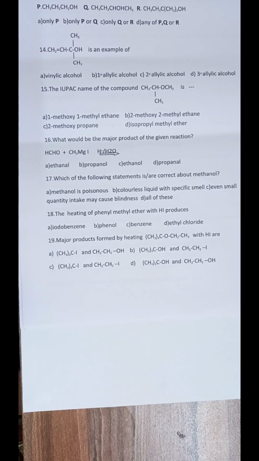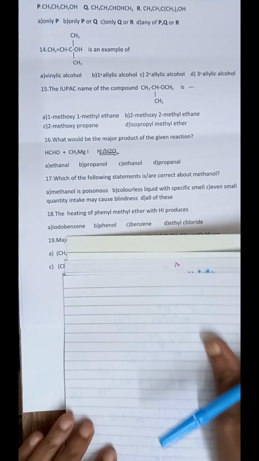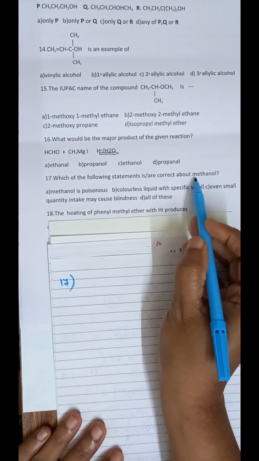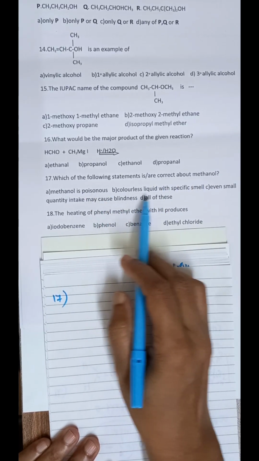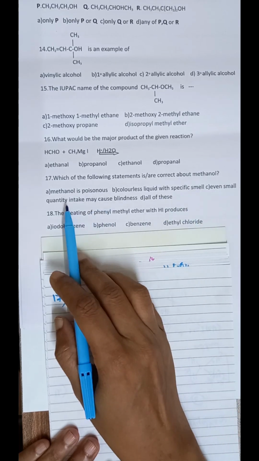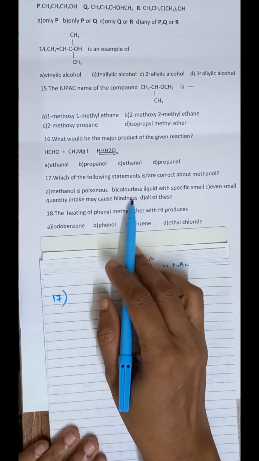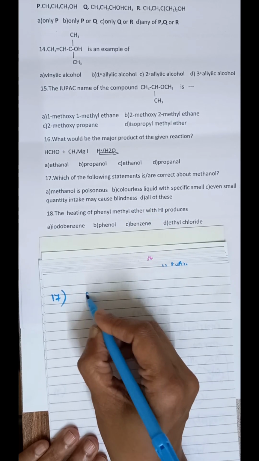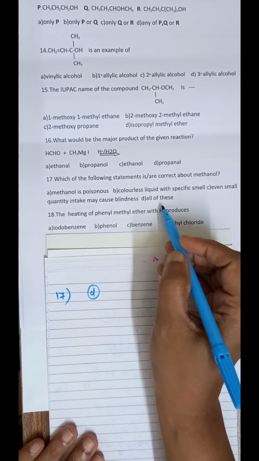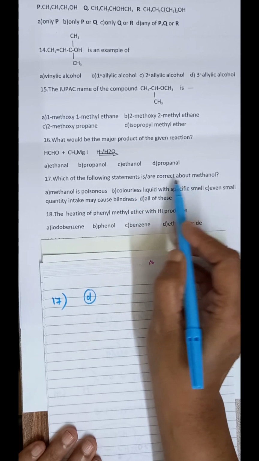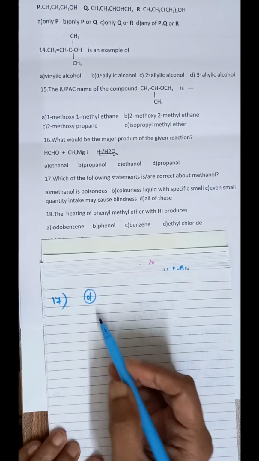Let's see the next question, that is question number 17. Which statement is or are correct about methanol? Methanol is a poisonous, colorless liquid with a specific smell. Even a small quantity intake may cause blindness. All of these. So actually all these 3 points are correct. So option D is the answer. All these points are correct about methanol.